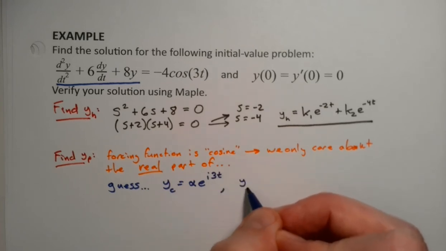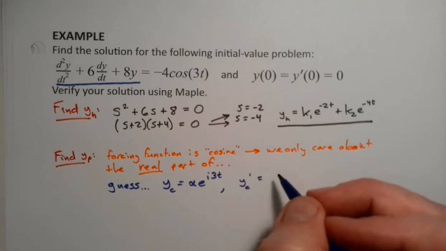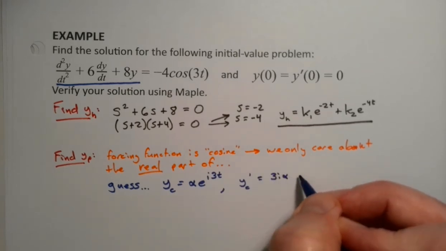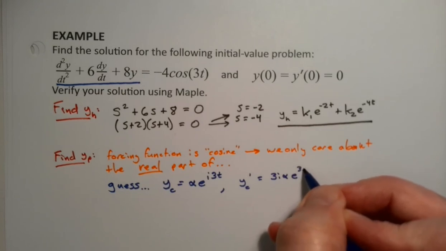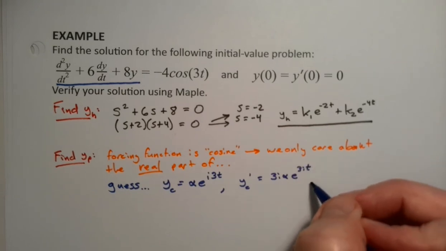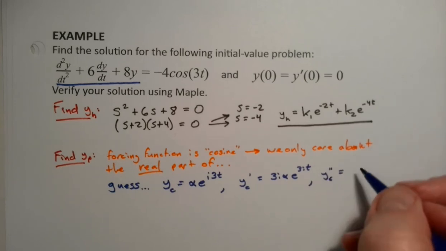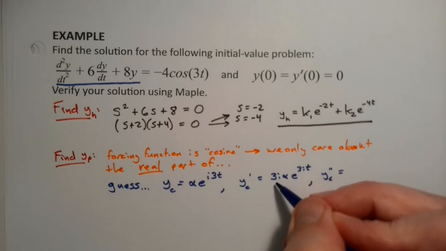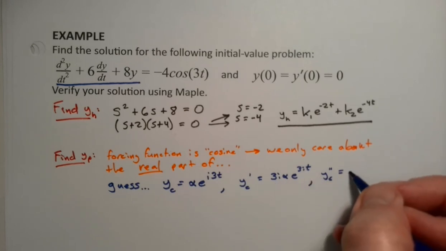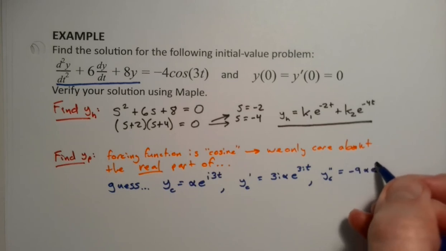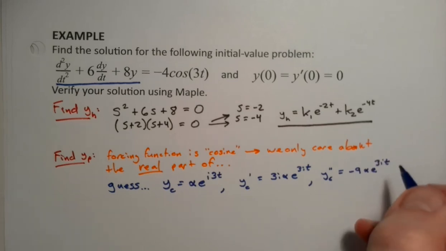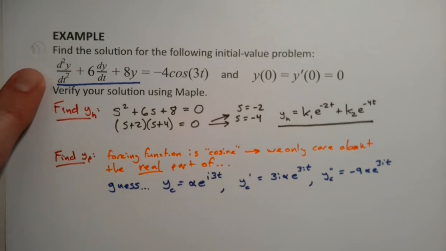Which means that our first derivative of our complex guess is going to be 3i alpha e to the 3it. I'm going to change the order around a little bit. And our second derivative of our complex guess is equal to, when we bring that 3i down, it gives us -9. So it's going to be -9 alpha e to the 3it. So we have our guess, its first derivative and its second derivative, that we can now substitute into our original differential equation to see what happens.